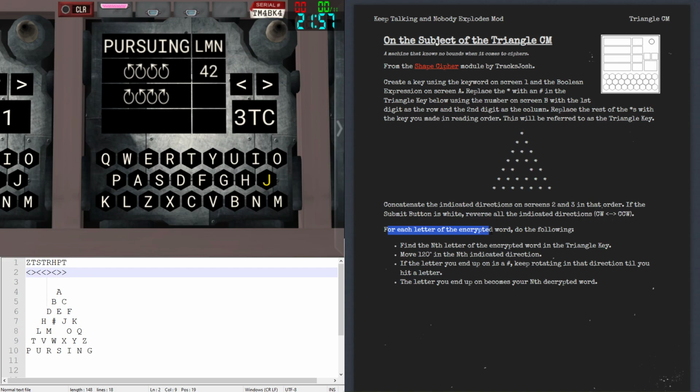For each letter of the encrypted word, we have to do the following. Find the nth letter of the encrypted word in the triangle key. So we need to find Z within this key right here. And then we need to go in the nth indicated direction, which is 120 degrees. So if you think about this like so, it would be this letter right here that's referencing. If this was A right now, this would be Z. So this would be G, and next to it would be Z. So in that case, it turns into Bravo.